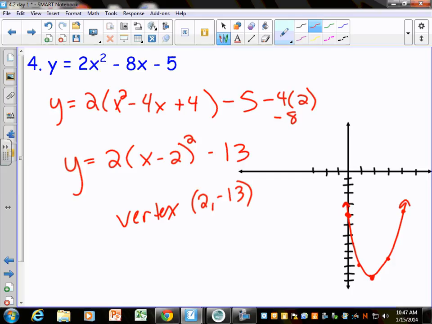Again, you're not required to do that. You could make an XY chart and pick 2 numbers right next to your vertex. So if your vertex starts at 2, pick like 1 and 0. Plug them in and see what you get, and you'll always get the points. The idea is if you use transformations, it's a quick way to graph those.